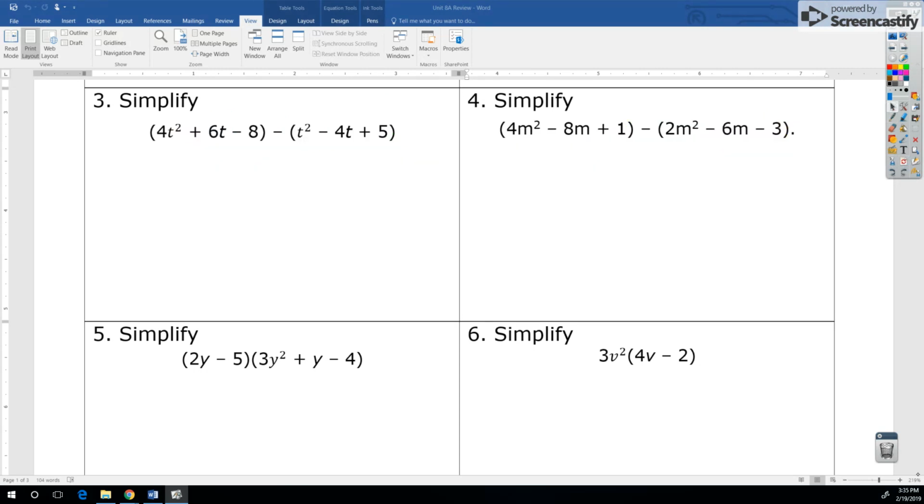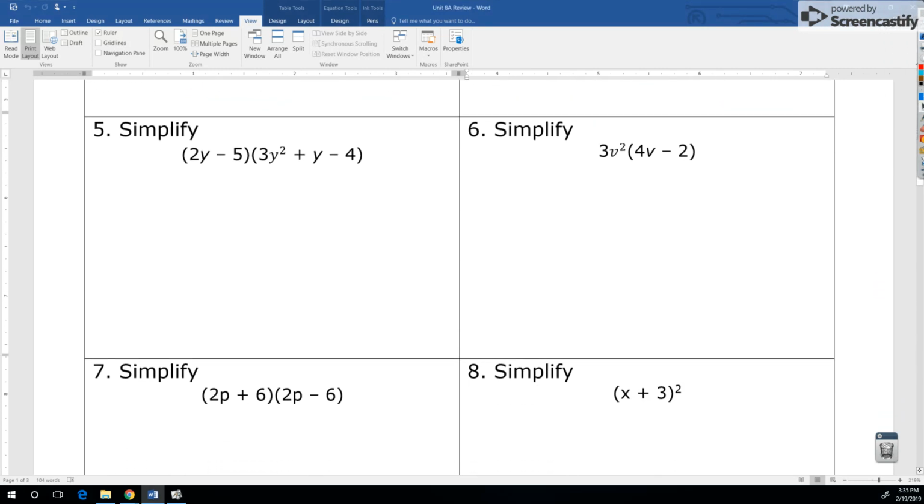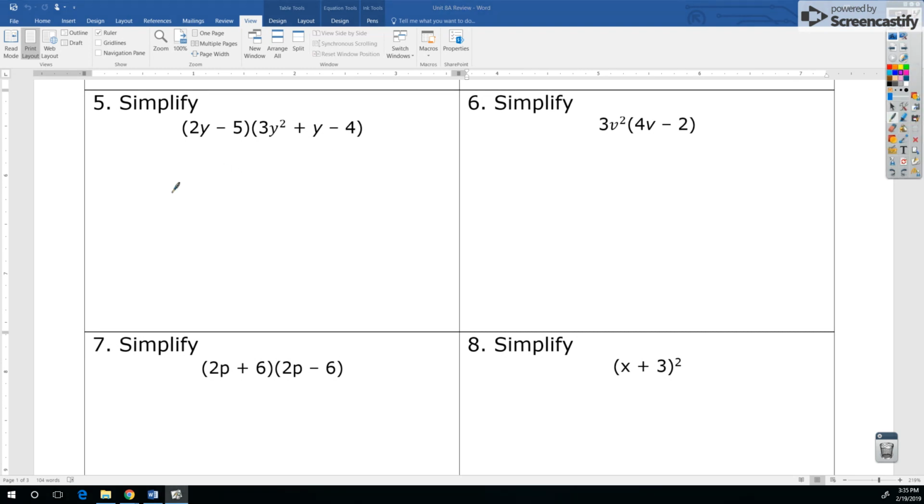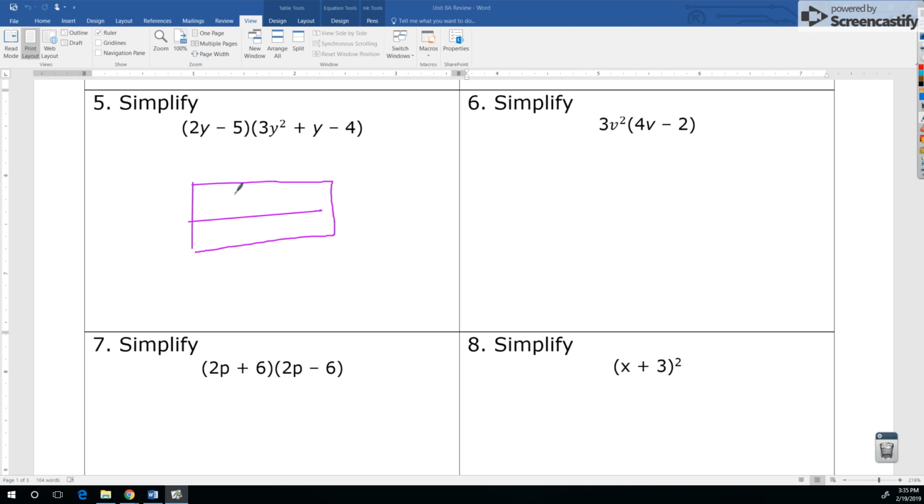In the next section, I'm multiplying. So I'm going to set up my multiplication, my area method. Now I have a binomial times a trinomial. So my binomial and my trinomial. Sorry, it's probably the ugliest box I've ever drawn. Okay. 2y times 3y squared is 6y to the third power.